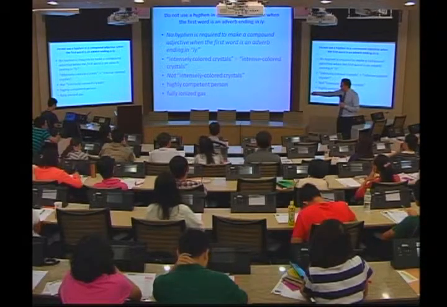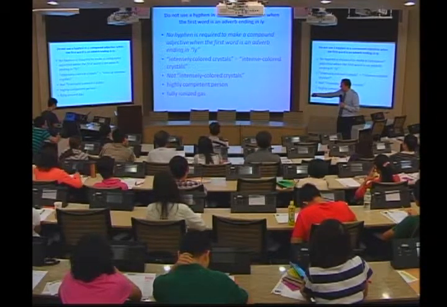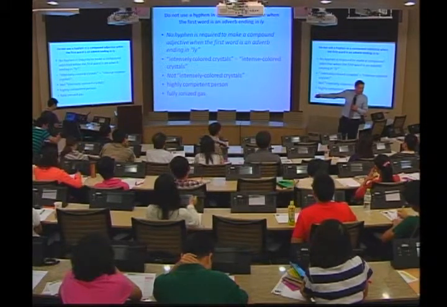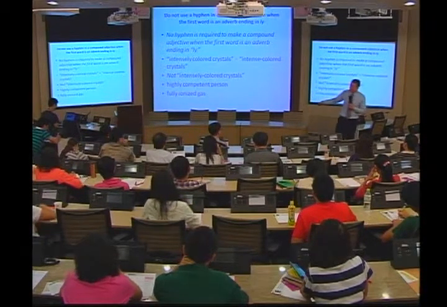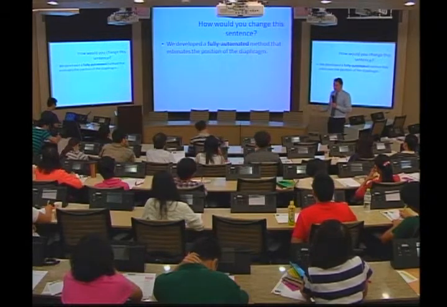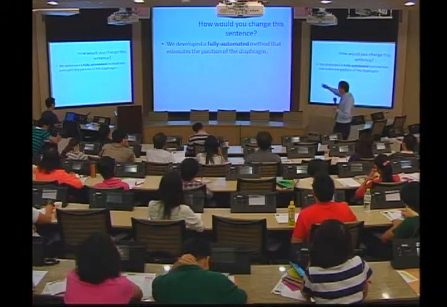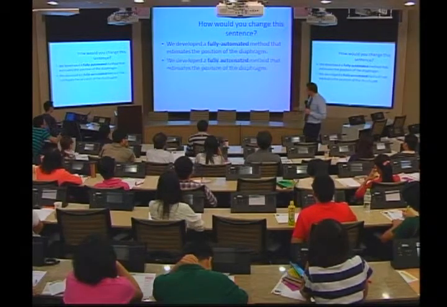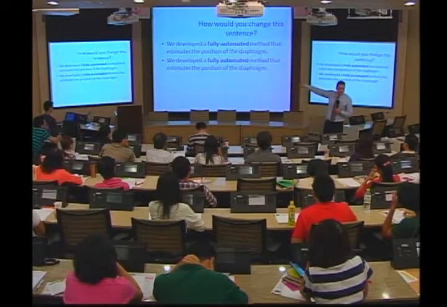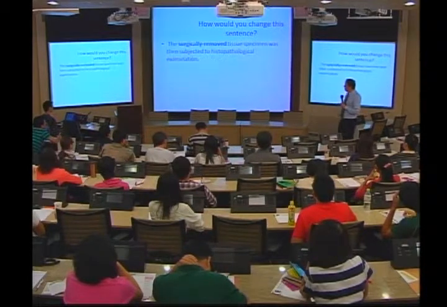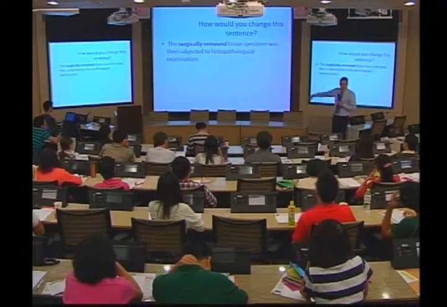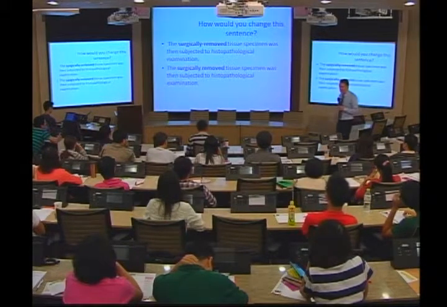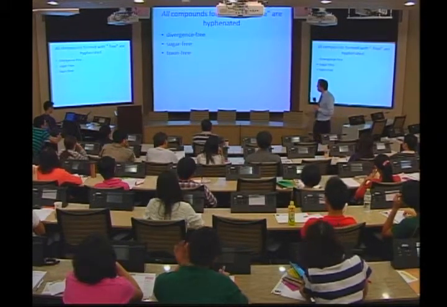So here we have some other examples. Highly competent person, fully ionized gas. Obviously, because I have ly, I don't need a hyphen. Ly is my hyphen. I know it's connected to the next word. Here are some examples of errors. We developed a fully automated method. Do we like that? No. Fully automated, no hyphen here. We've got our ly. Or the surgically removed tissue. Do we like that? No. Surgically removed, no hyphen necessary when we have our ly.